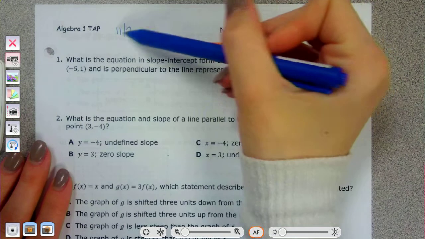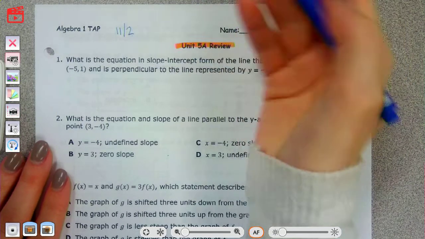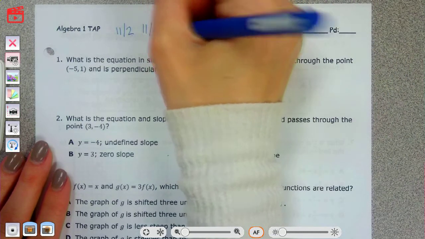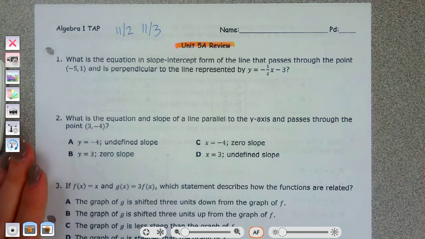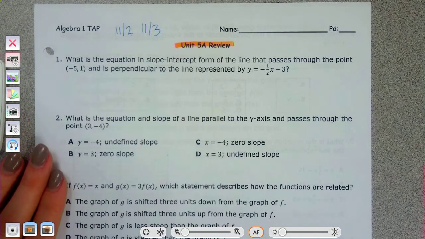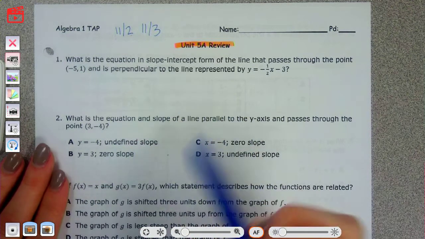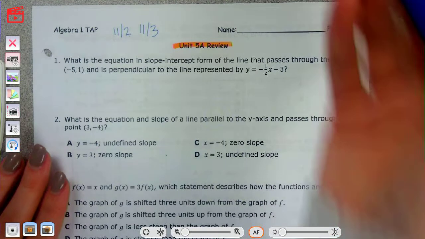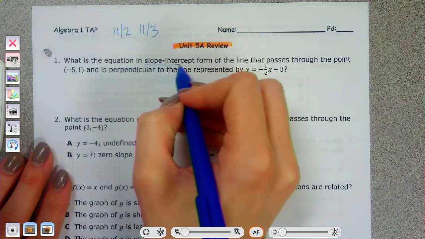Don't forget your test is either Wednesday, November 2nd, or Thursday, November 3rd. We will review a little bit. We will analyze the quiz that you took, and then we will take our test the last half of class. So I'm going to be circling some key words in here. Here's the first one right here.